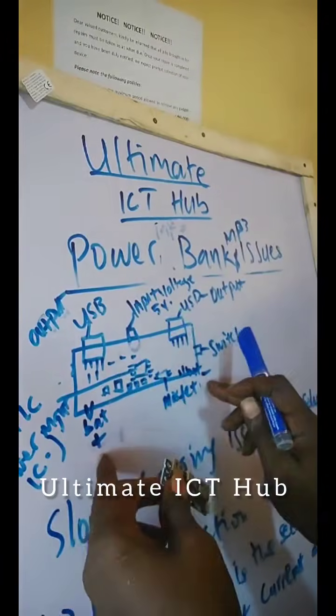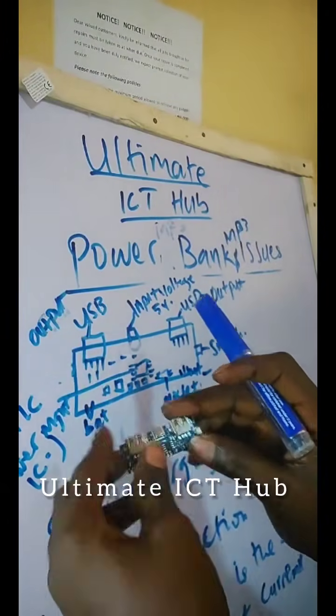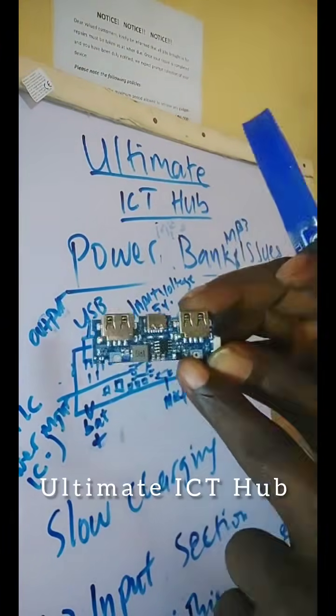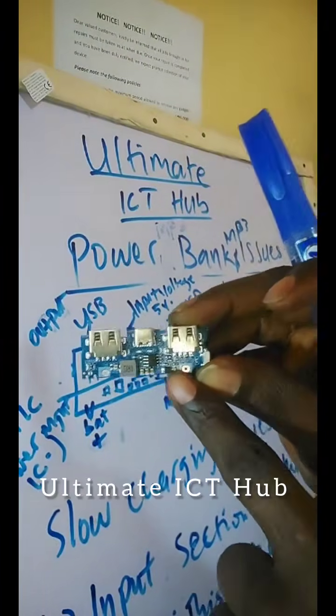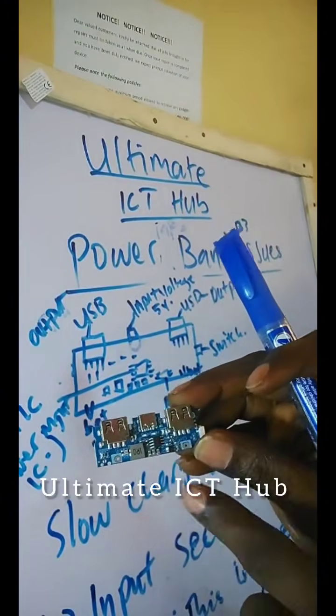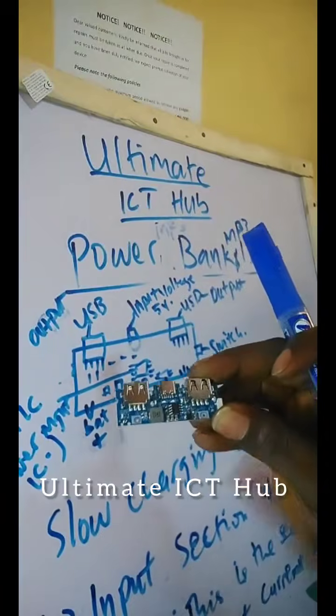So now, if it's charging but the output is not working, this MOSFET is the problem. Which one? This very one. Okay, yes. This MOSFET is the problem. It controls the output. That's what many people don't know. They feel it is the power IC. It's not the power IC.